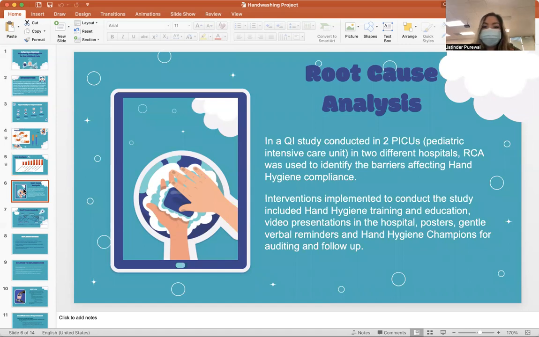In a QA study conducted in 2 PICUs in 2 different hospitals, RCA was used to identify the barriers affecting hand hygiene compliance. Interventions implemented to conduct the study included hand hygiene training and education, video presentations in the hospital, posters, gentle verbal reminders, and hand hygiene champions for auditing and follow-up.